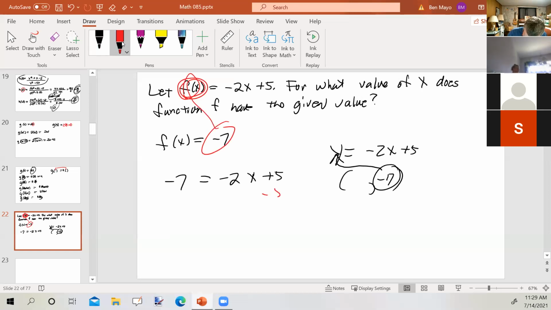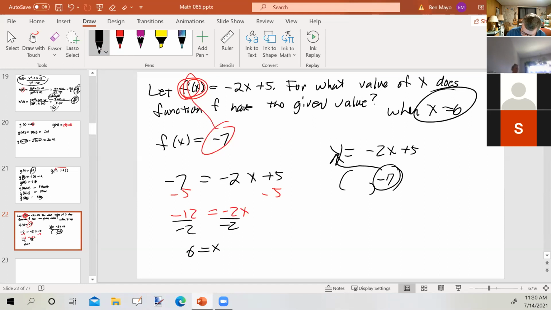Okay, so here we're going to subtract 5 from both sides. Negative 12 equals negative 2x. We're going to divide both sides by negative 2, x equals 6. So for what value of x does function f have a given value? We'd say when x equals 6. Okay, so f of 6 is negative 7. All right, so there they gave us the y value. We were finding the x value. But don't make the mistake of putting that in the place of x. It's in the place of the whole f of x.